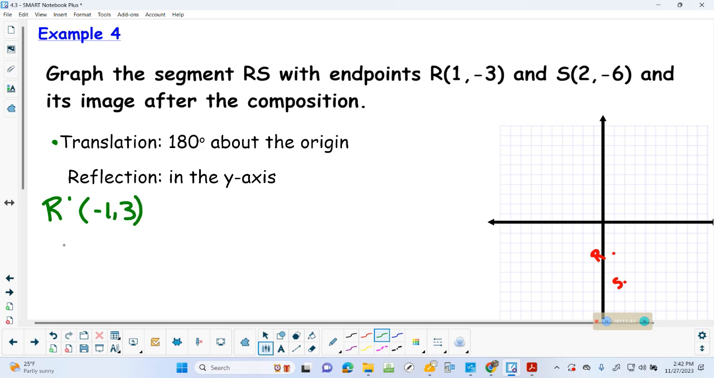And then of course S prime, I'm going to make that -2, 6. Plot that, make the segment. Might help if I connect this first one though. All right, -1, 3. R prime, S prime.